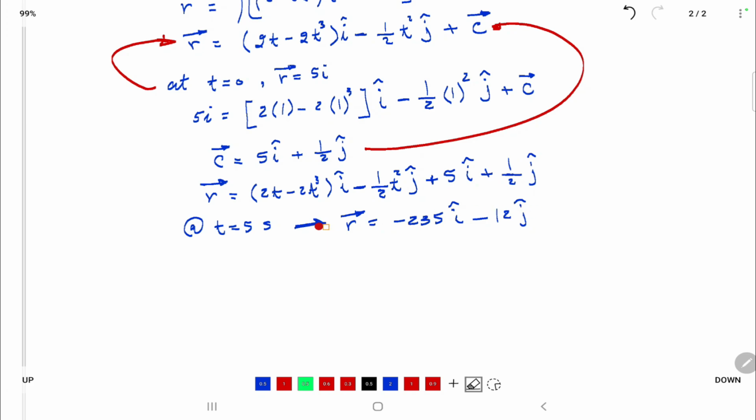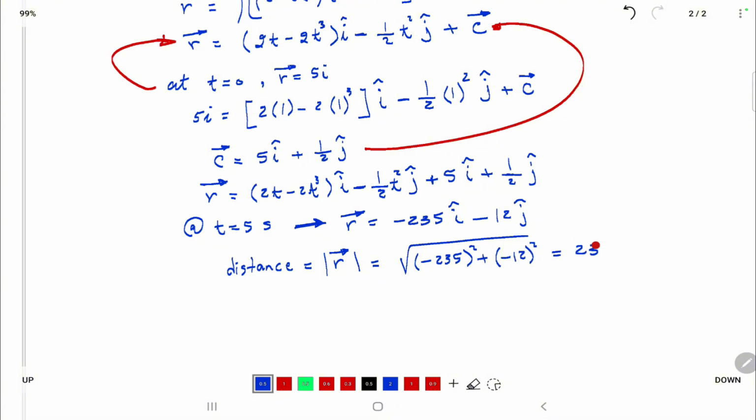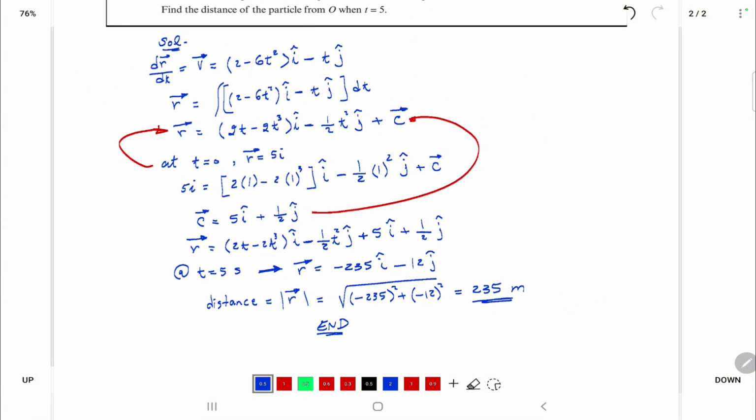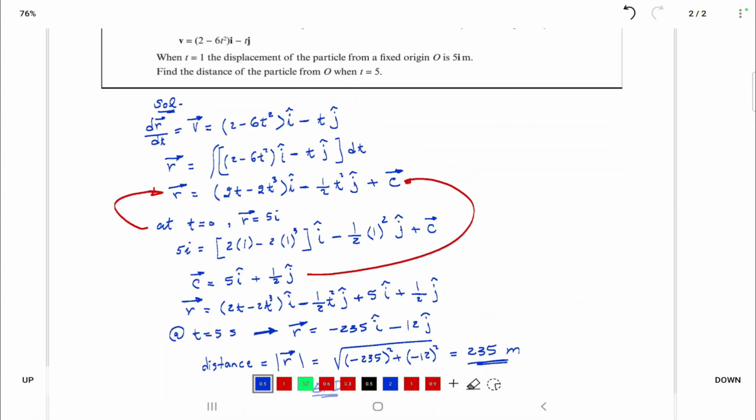Now the distance is the length. The distance equals the length of r, or the modulus of r, and it will equal the square root of minus 235 squared plus minus 12 squared, and this will be equal to 235 meters from the origin. So this is the solution of this question. We will continue to the next example.